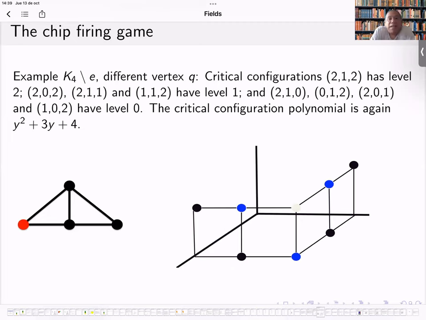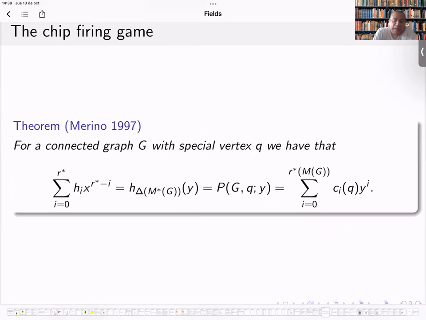If you change the special vertex Q, the critical configurations will change. Not the number, because that's the number of bases of the matroid, but also not the distribution by level. So you will still get 1 of level 2, 3 of level 1, and 4 of level 0. And that's the drawing of the configurations. As you can see, they change, but not the distribution. And then, well, I proved in 1997 that one of the reasons that this happens is because this critical configuration polynomial is actually the Shelling polynomial of the matroid complex of the dual graphic matroid.